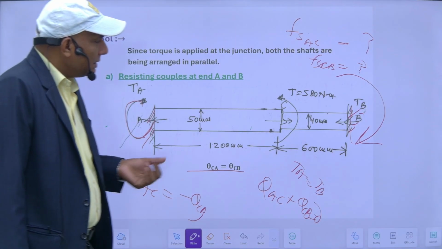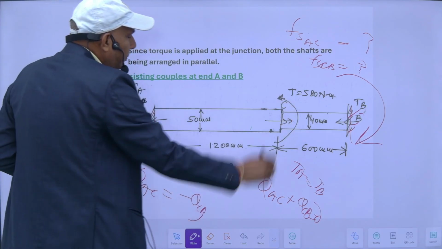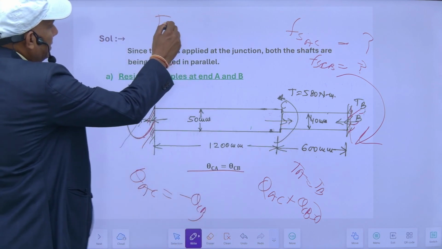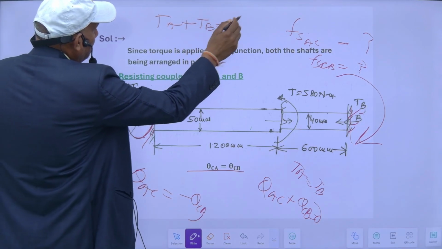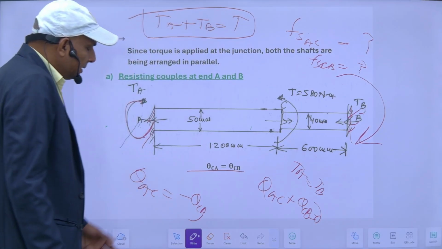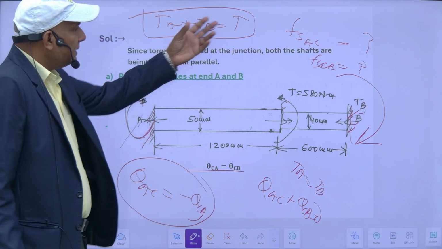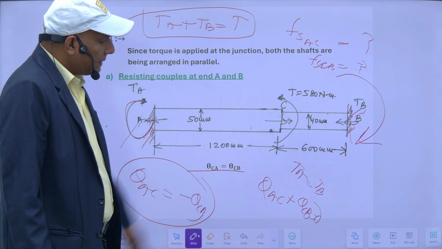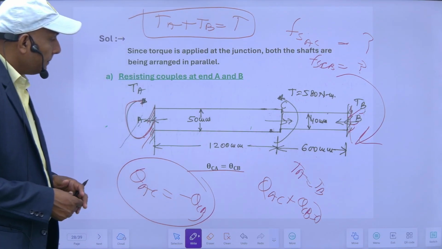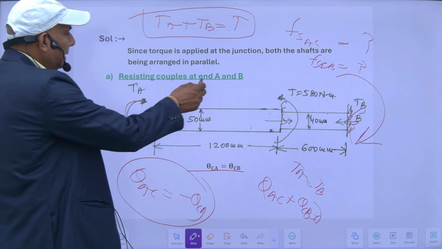Another condition is the condition of static equilibrium. That means this torque will be resisted by this plus this. So TA plus TB is equal to the total torque. This is the condition of equilibrium. So this is the condition of compatibility. This is the condition of static equilibrium. So with both the conditions we can solve this question. So let's start. First of all, resisting couple at ends A and B.